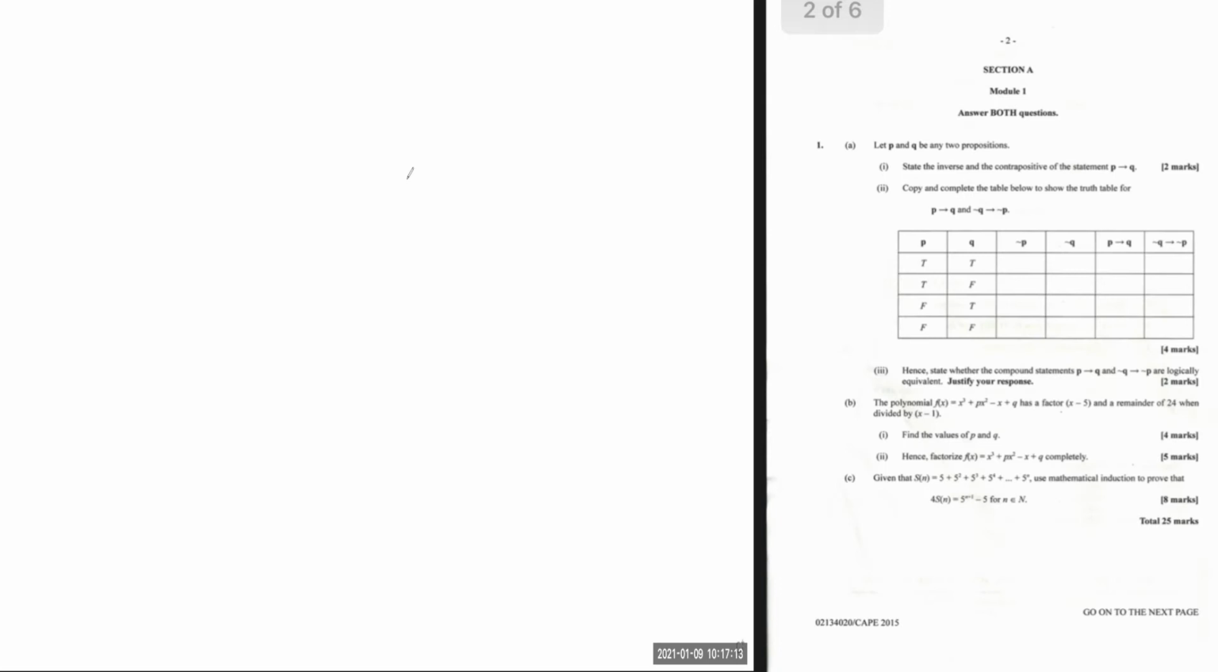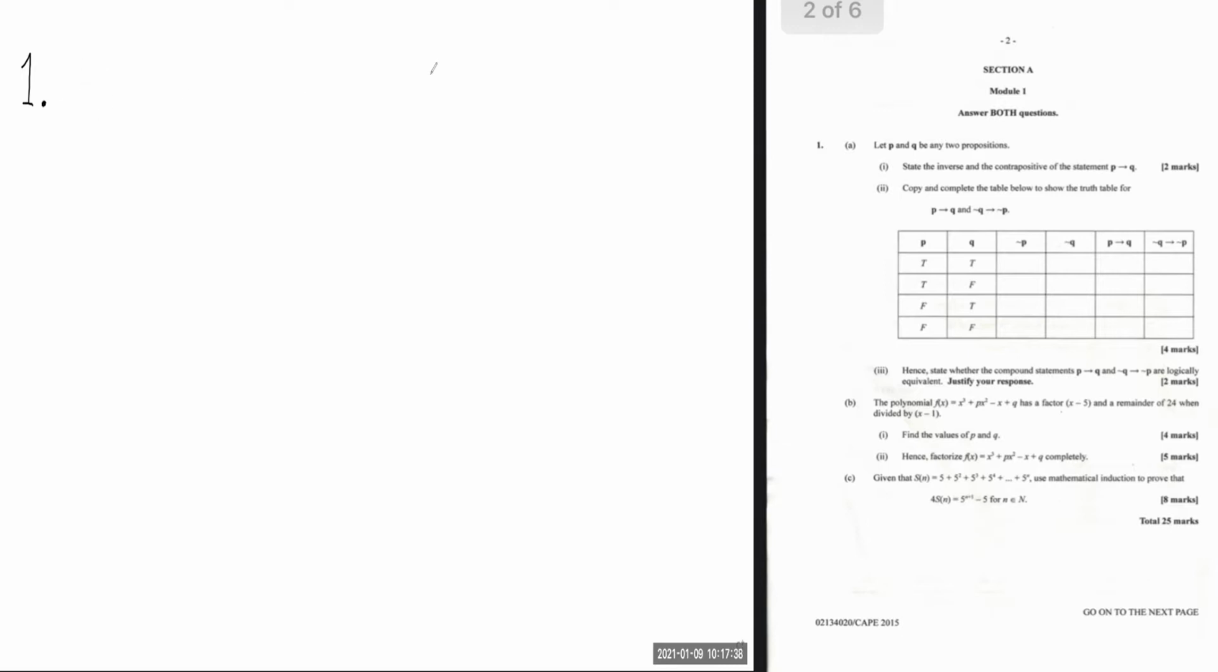All right, welcome. Today we're going to be going through the 2015 paper 2, nice and easy. So question 1. Question 1 starts by telling you, let P and Q be two propositions, and it says state the inverse and the contrapositive of the statement P implies Q.